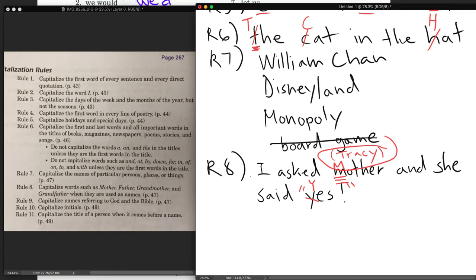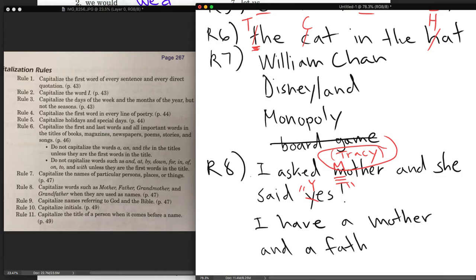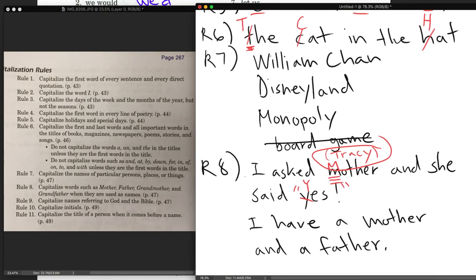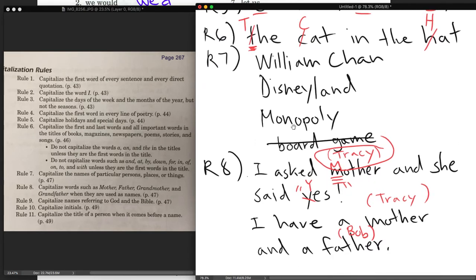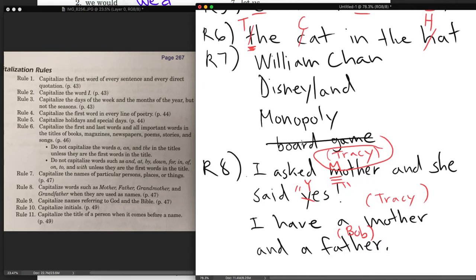You don't capitalize it if you say, like, "I have a mother and a father." So in this example, I don't capitalize mother and father because I'm not using them as names. If I did the test, instead of mother, I said Tracy, and instead of father, I said Bob, would it still make sense? "I have a Tracy and a Bob." No, that does not make sense at all, right? So yeah, you can use that to test whether or not you need to capitalize it.